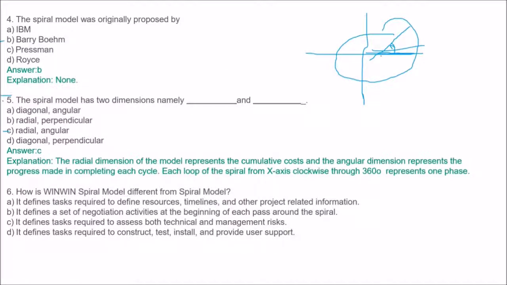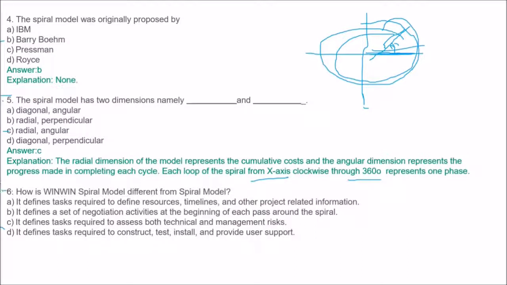The radial dimension of the model represents the cumulative cost, and the angular dimension represents the progress made in completing each cycle. So this is the radial dimension, cumulative cost, while the angular dimension represents the progress made. Each loop, this is one loop, so there will be other loops also in your spiral model. Each loop of this spiral, from the x-axis clockwise through 360 degrees, represents one phase.